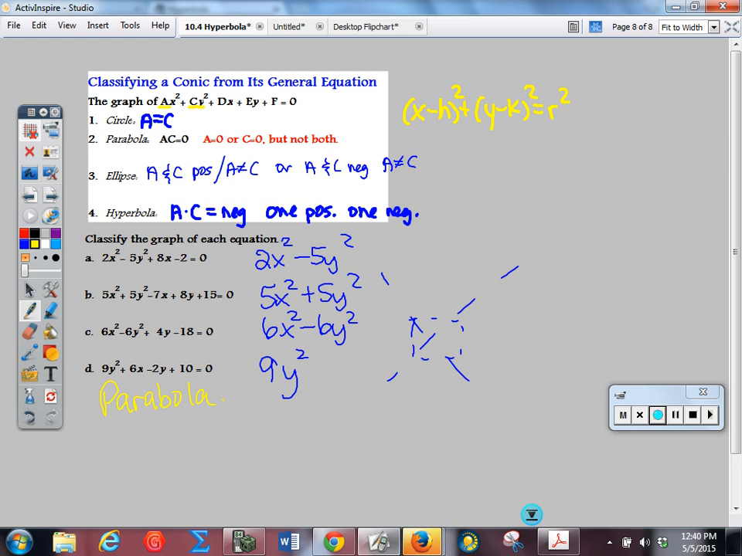Same number. Okay, this one is 6x squared minus 6y squared. Hyperbola, because they're opposite signs. So you're tempted to say circle, but one's positive and one's negative, it's not. This one is 2x squared minus 5y squared. So also hyperbola. If it would have been a plus, then that would have been an ellipse.